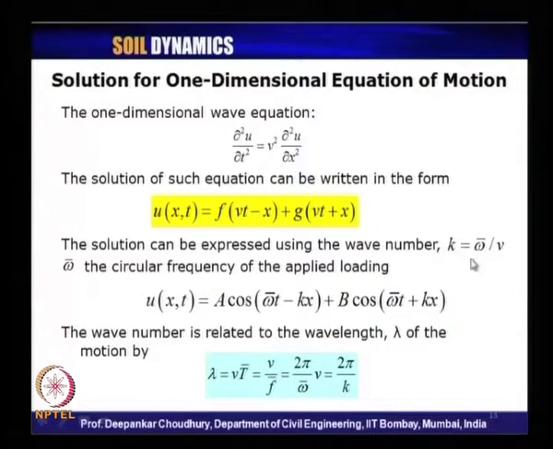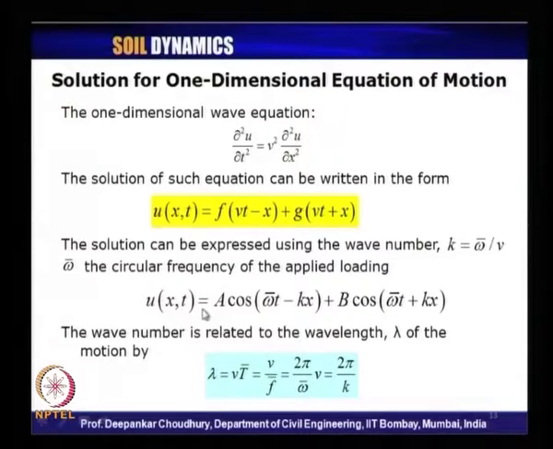Kappa is nothing but omega bar by v, where omega bar is the circular frequency of the applied loading. What we have considered earlier, the omega, is the circular natural frequency. So, the wave number is related to the natural frequency in this form. Wave number you can compute by dividing the natural frequency by velocity.